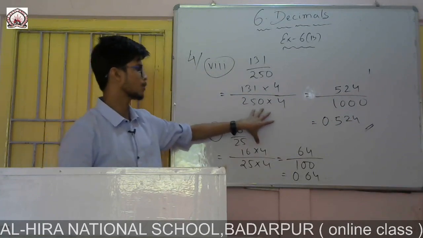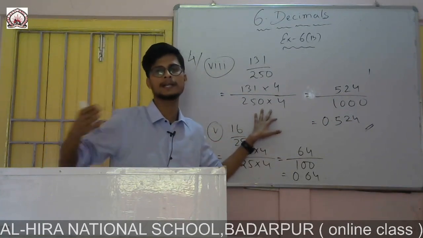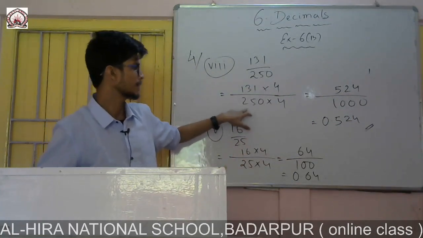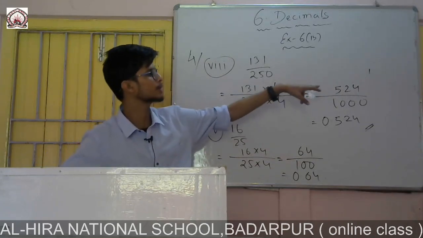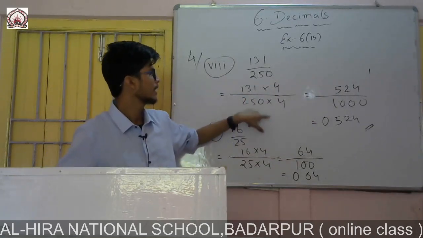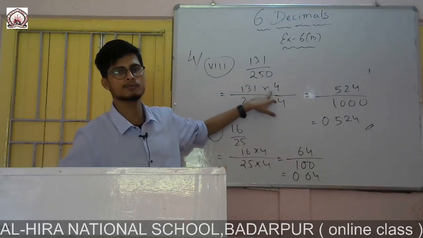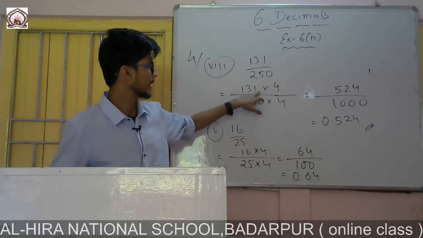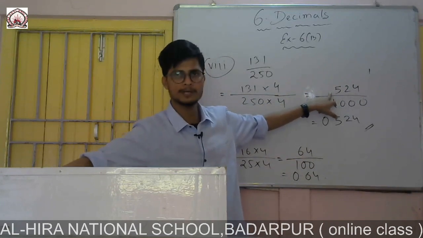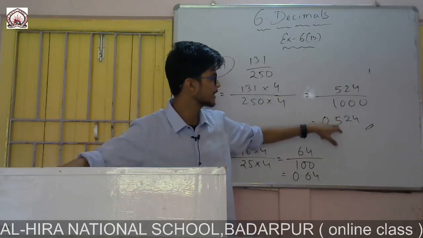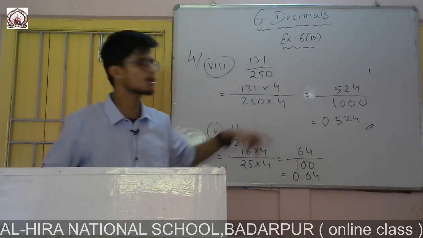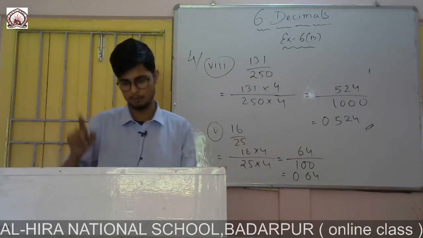Simple thing: I have to convert the denominator into a multiple of 10. So if I multiply 250 with 4, it will be 1000. And since I have multiplied 4 here, in the numerator also I have to multiply by 4. If I multiply it by 4, I will get 524. Then I can easily convert it into decimal form. It will be 0.524.